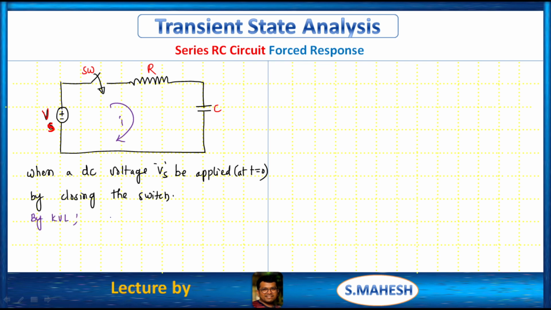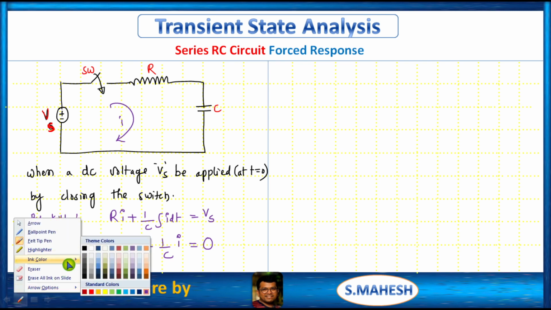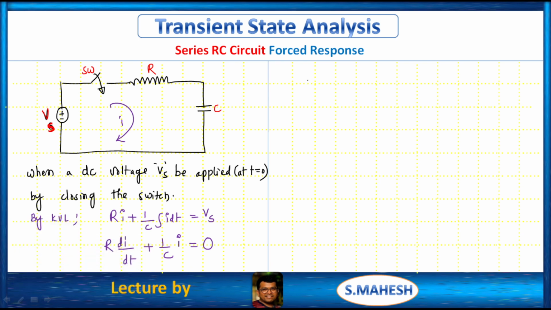By KVL, what is that equation? R into i, and when it is capacitance, we all know that 1 by C integral i dt, which is equals to Vs. But we have to get the differential term. So to get that, R into di by dt plus 1 by C i, which is equals to differentiation of this voltage, which is nothing but 0. Finally, we have this. This is simply mathematical operation, there is no confusion at all. This is what? di by dt plus i into 1 by RC, which is equals to 0, right?